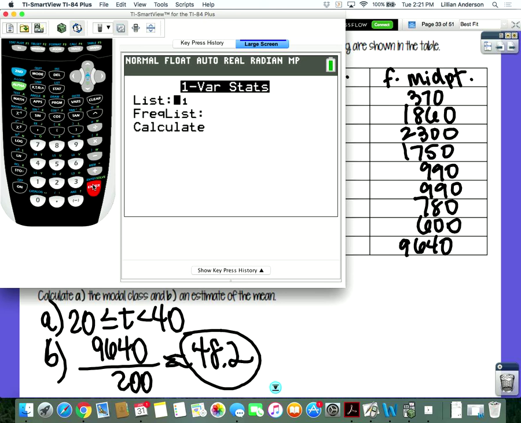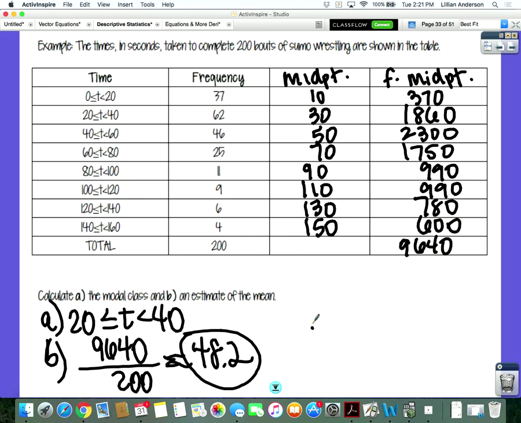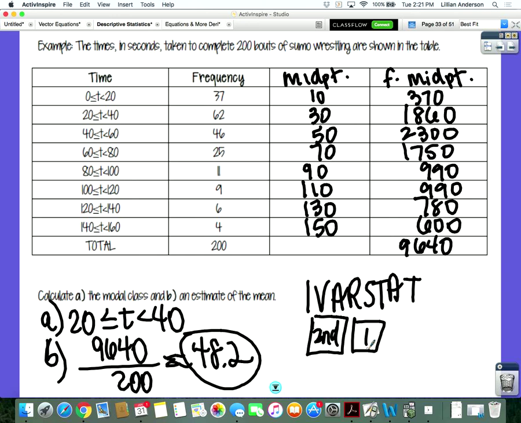If your calculator does not look like mine, and it just pops up 1-Var Stats, what you'll have to do is type the second button and then type the number 1 button. Literally, second button, 1 button. It's L1, and L1 will pop up on your screen. Then you're going to hit the comma button. The comma button is right above 7. When you click it, a comma will now pop up. And then you'll do second button and the 2 button. So then L2 will pop up.